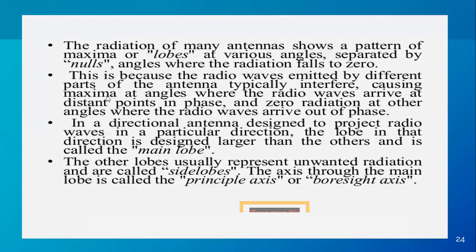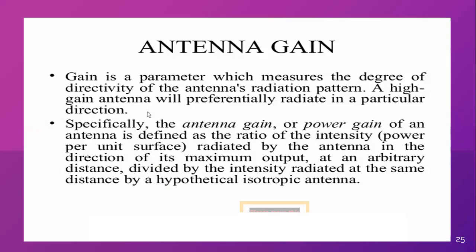Okay, main loops. So antenna, various parameters we need to calculate while designing: the bandwidth, frequency, the antenna gain, the antenna beam width, also the aperture. Gain is one of the basic parameters. Gain measures the degree of directivity of the antenna, in which direction the radiated pattern goes. A high gain antenna will radiate perfectly in the particular direction.